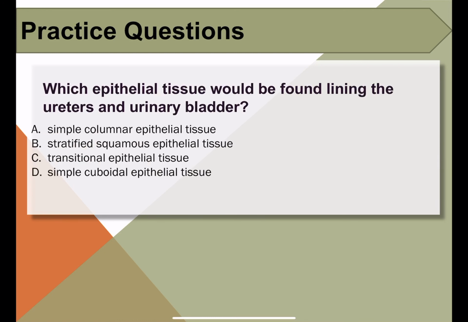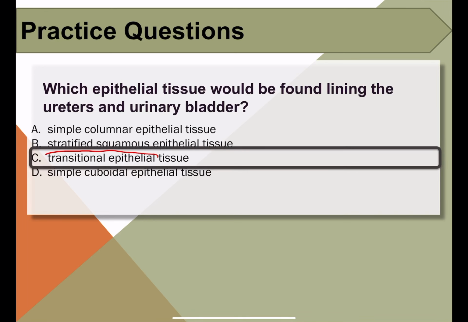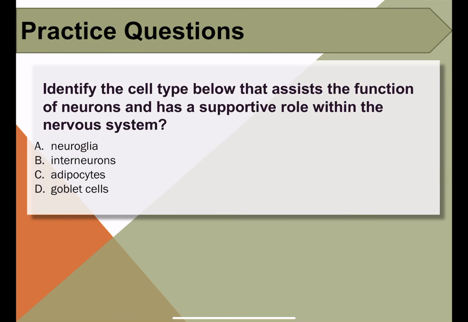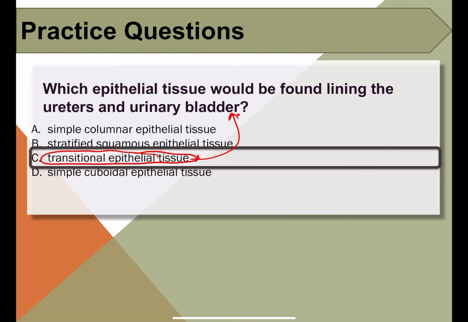Which epithelial tissue would be found lining the ureters and the urinary bladder? It would be transitional epithelial tissue. Remember, I said this is the special kind of tissue that is only within the urinary system. Identify this, and it is because the cells can transform between cuboidal and squamous depending on whether you have a distended bladder or an empty bladder.